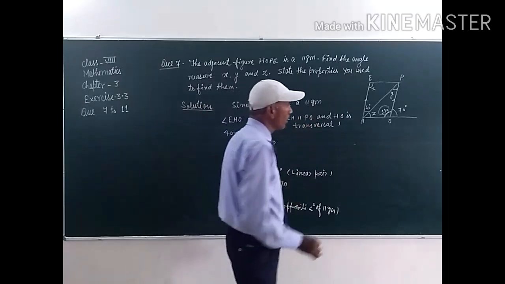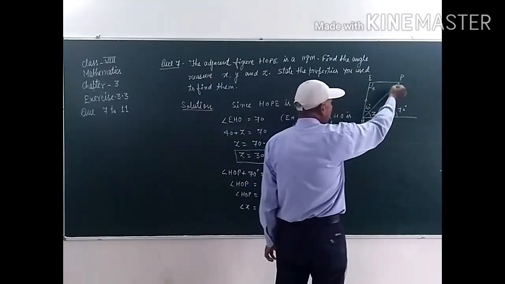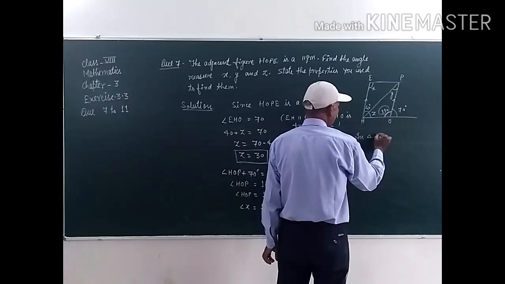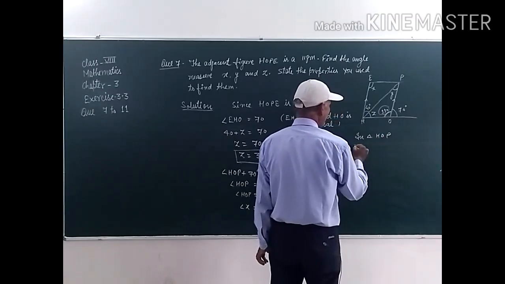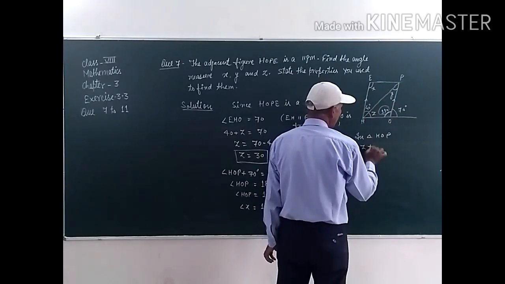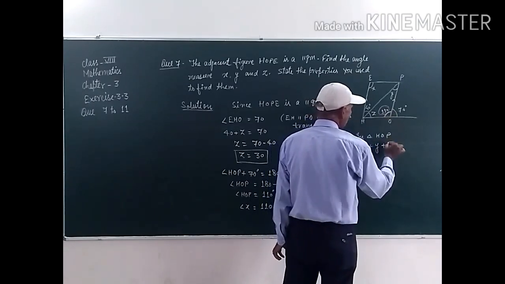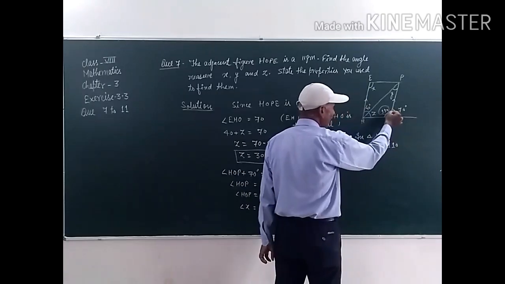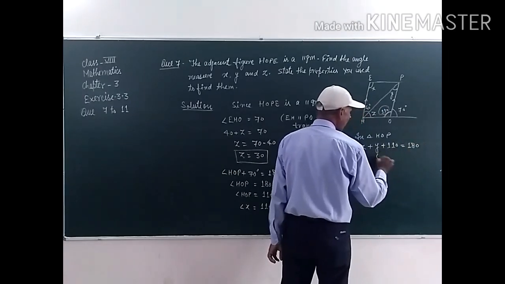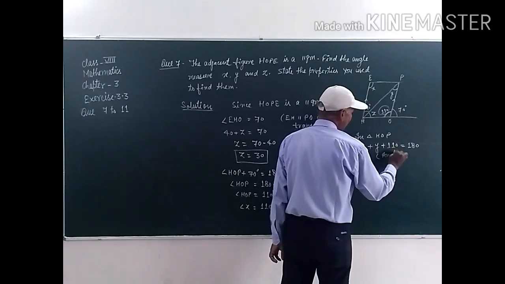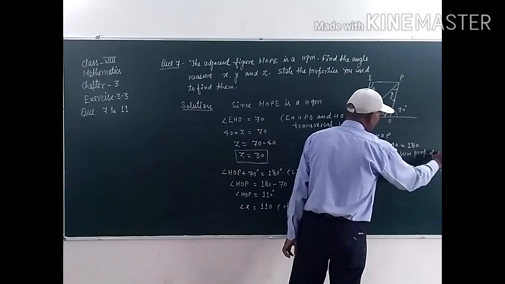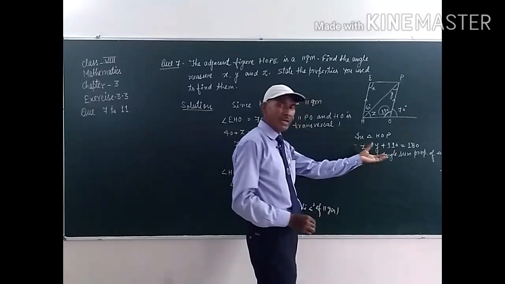Now we have to find out the value of y, student. And in this triangle, student, triangle HOP, in triangle HOP, angle Z plus y plus 110, because we found this angle is 110 degree, student, is equal to 180, using the angle sum property of triangle. Sum of the angles of a triangle is 180 degree, student.